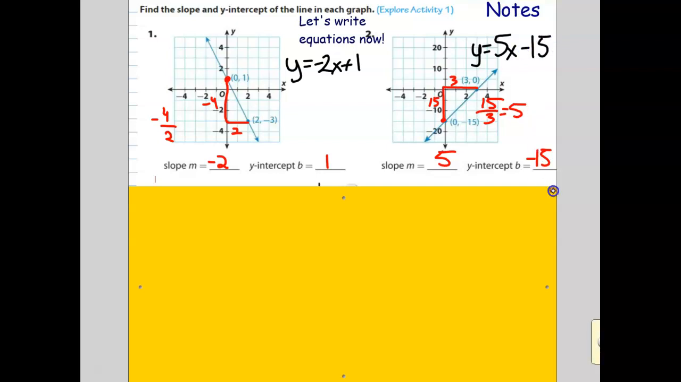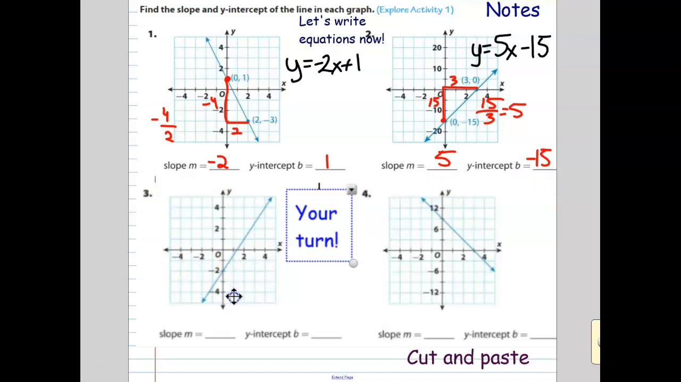All right. Go ahead, and you should have already had the slope and intercept for these, and I want you to go ahead and write equations for them too.